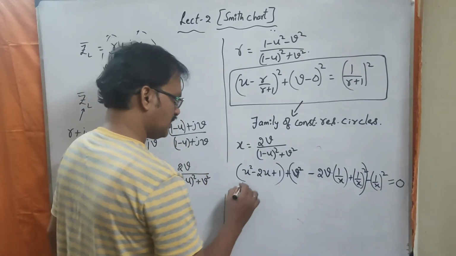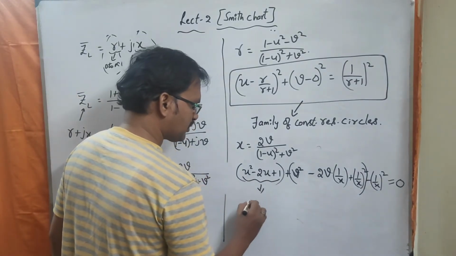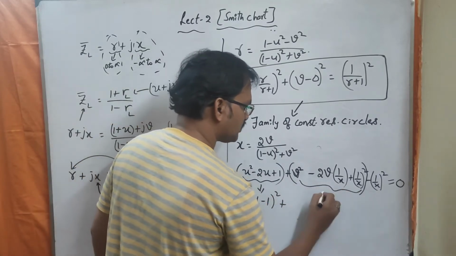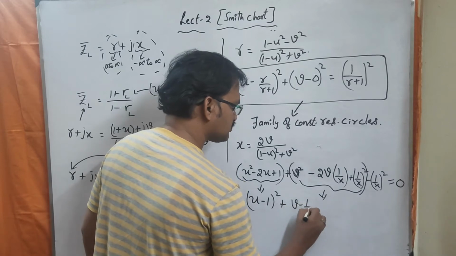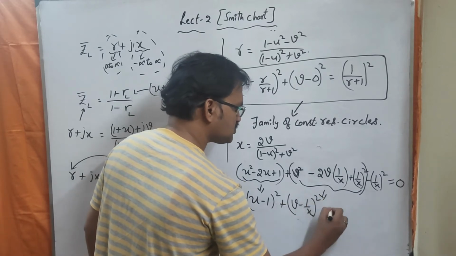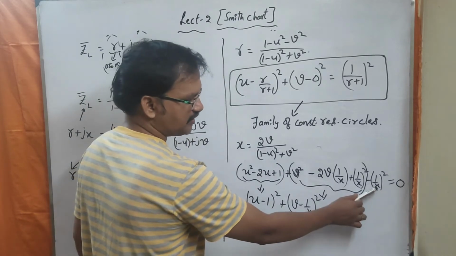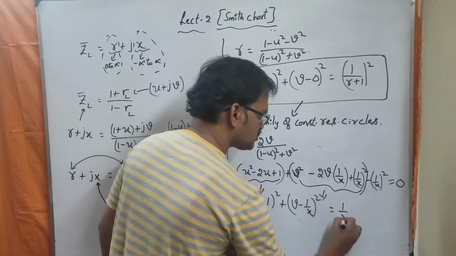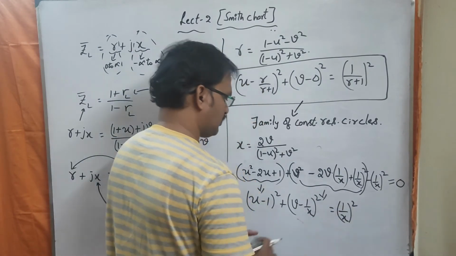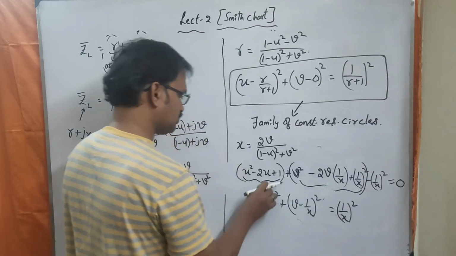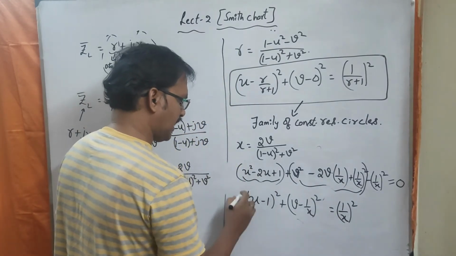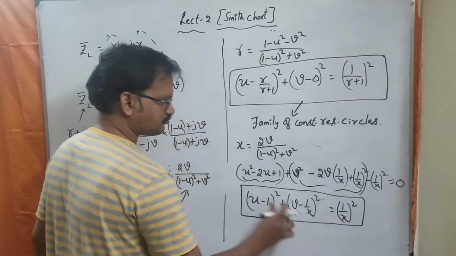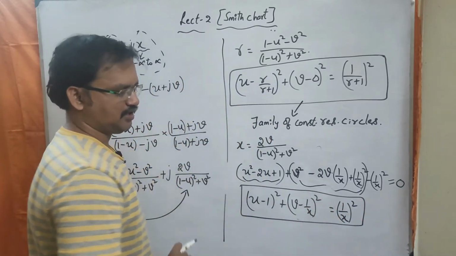And this expression here, you can write as (u minus 1) whole square plus (v minus 1 by x) whole square. I have sent this minus (1 by x) whole square to the RHS side. So this is equal to (1 by x) whole square. Understood? Finally we have landed up with this equation.